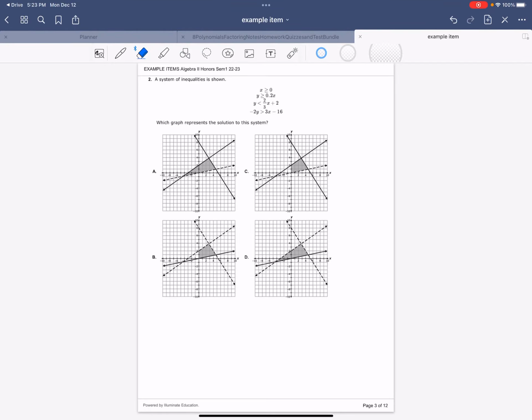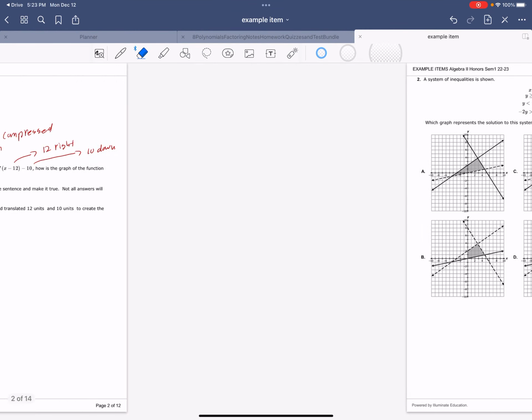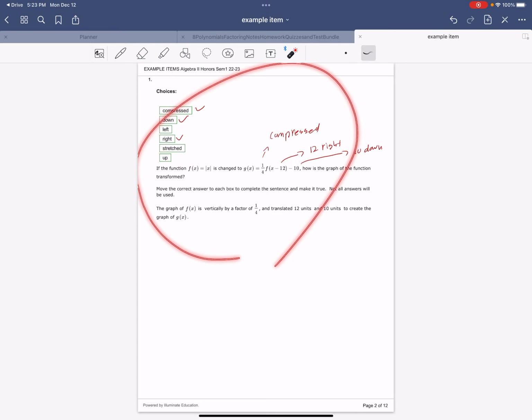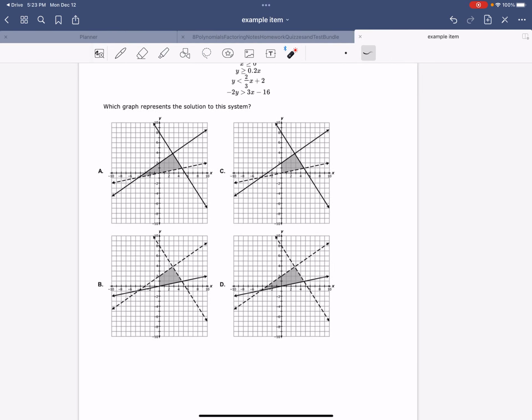Hello guys, this time I'm gonna go over some questions. Like number one, I don't think I have to go over this because it's very easy. But number two, I think I should go over this.